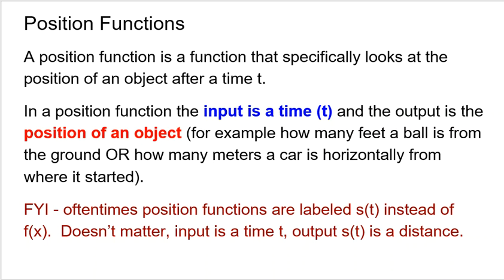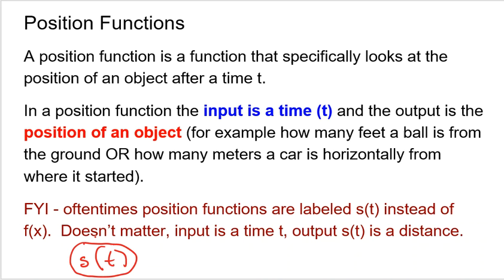But FYI, real quick, oftentimes position equations or position functions are labeled S of t. Now, we're used to f of x, but S of t is just something that mathematicians typically use for position functions. S of t is just saying, after t seconds, minutes, hours, after time t, what is the current position? Why they use S, I'm not really sure, but S of t is just the position of that object.